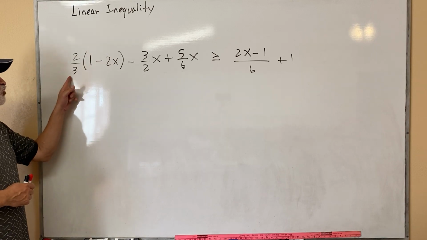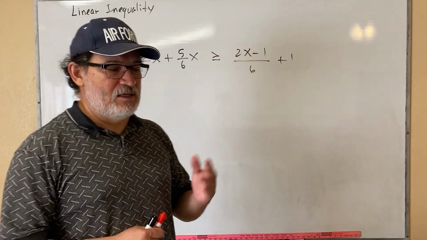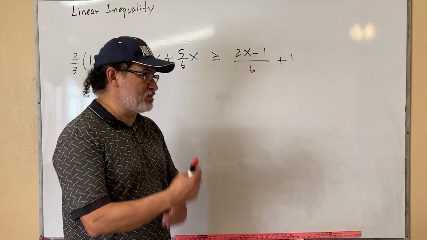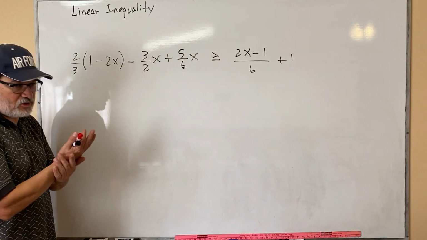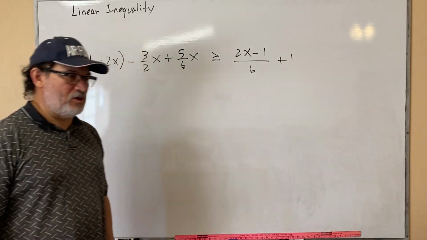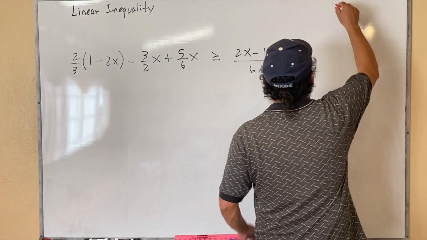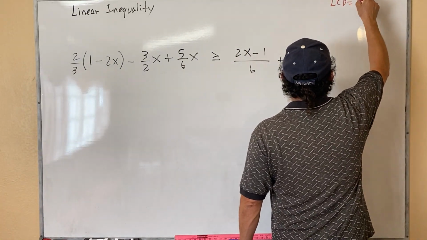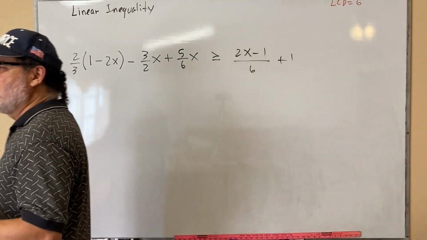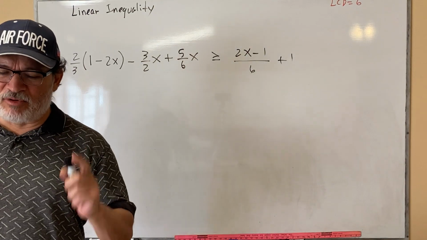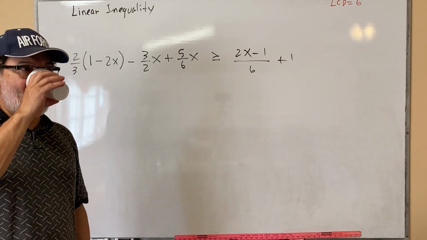What's the LCD between 3, 2, and 6? 6, right? Because 6 goes into 6, 2 goes into 6, and 3 goes into 6. So therefore the LCD equals 6. So let's multiply everything by the LCD. When I say everything, I mean every numerator. Let's multiply every numerator by the LCD.